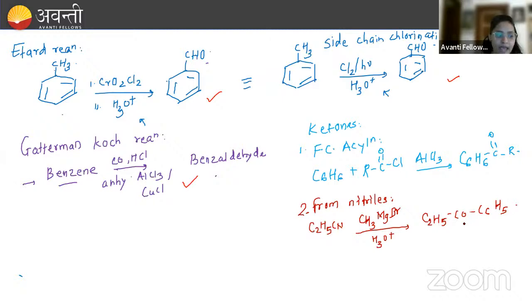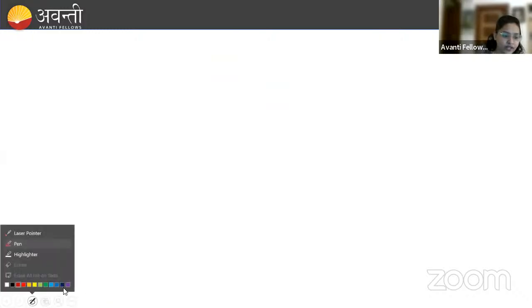Next, from acyl chloride. So these are the reactions in which we are getting only the ketone molecule. From nitriles, we are getting our ketone molecule. Okay, so this is about the preparation. Now let's talk about the physical properties. When we talk about physical properties, we need to consider the physical state.